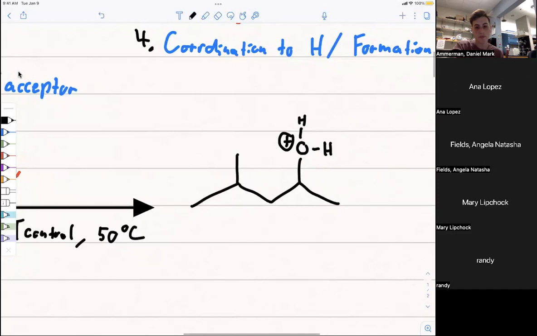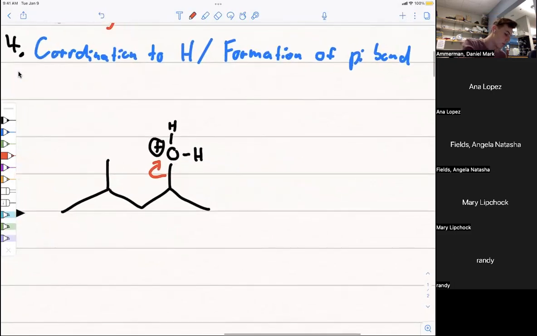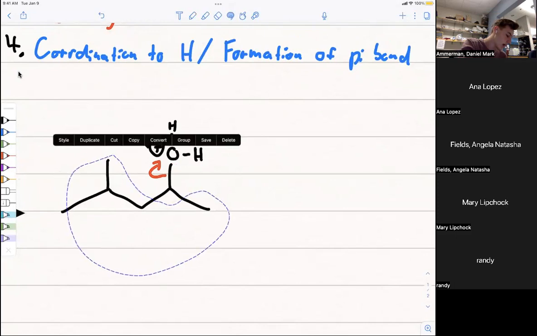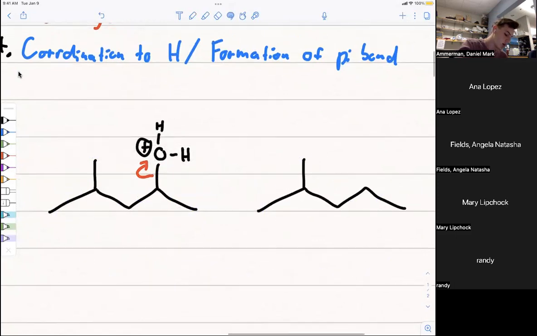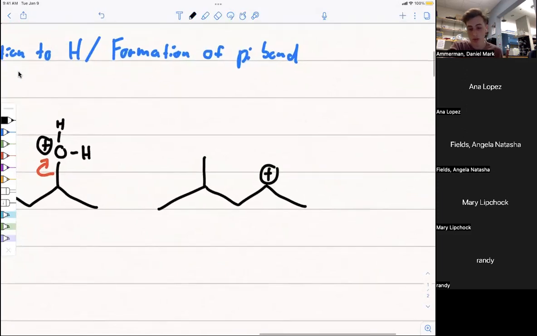And that's not stable. So what it will do is, now we have a very good leaving group. So it will actually leave. And then we end up with a carbocation where that leaving group was, just like we typically see.